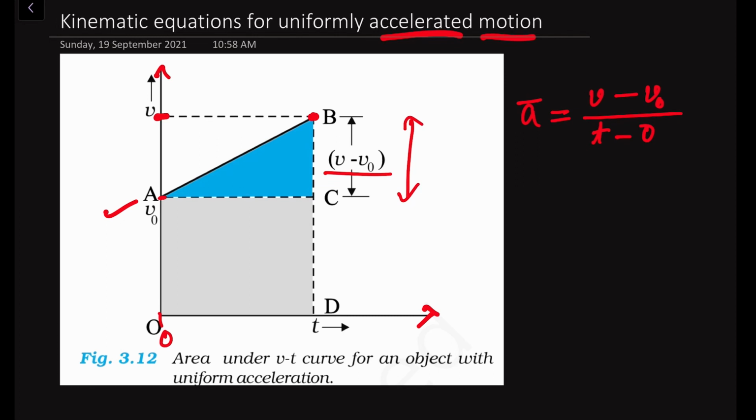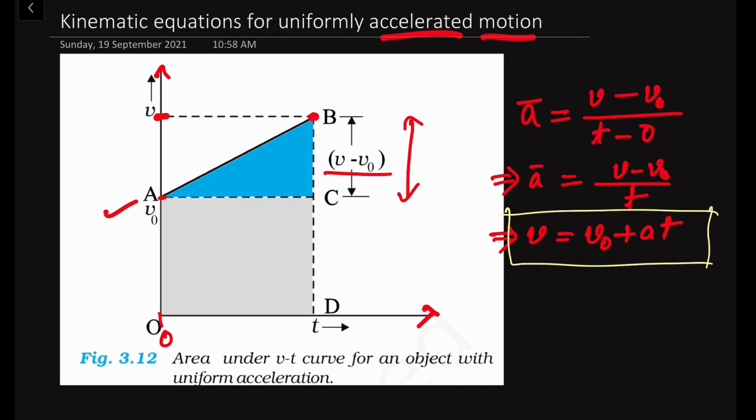So we can rewrite it as a bar is equal to v minus v0 divided by time t. From here we can write v is equal to v0 plus a t. This is the most important equation in the case of the kinematic equations. So we have derived this equation. Here v0 is sometimes denoted with a small letter u instead.